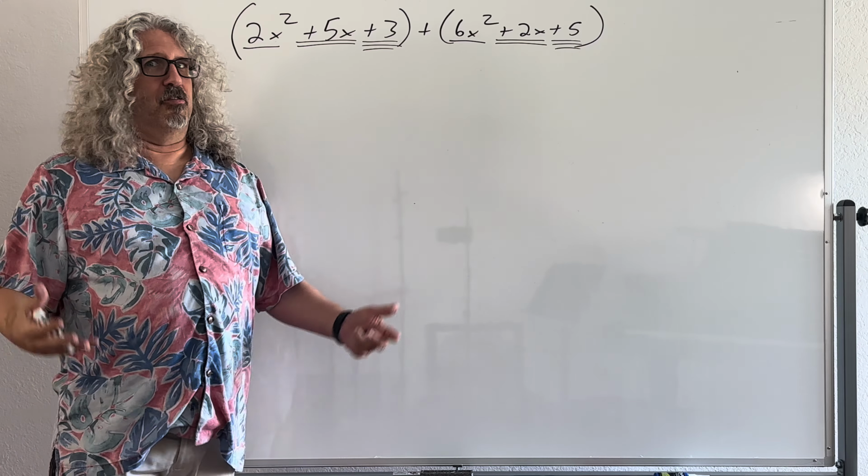Positive 5x plus positive 2x is plus 7x. I like saying the positives and negatives. If you can do that in your head, that's going to really help you. And right here I have a positive 3 plus a positive 5, which is a positive 8.